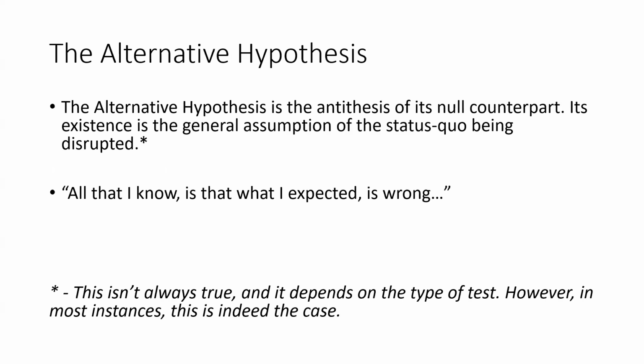The alternative hypothesis is the antithesis of its null counterpart. Its existence is the general assumption of the status quo being disrupted. So you're going to think, in this instance, all that I know and all in which I expected is wrong. Now, again, this isn't always true depending on test types, but in most cases, this is how the alternative hypothesis is defined and how it operates. Okay?